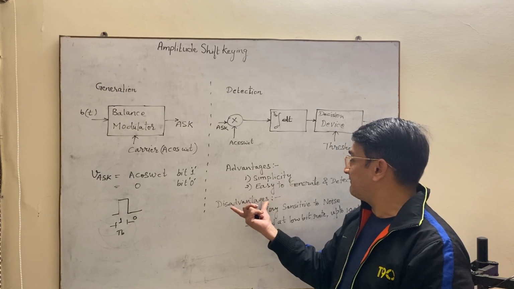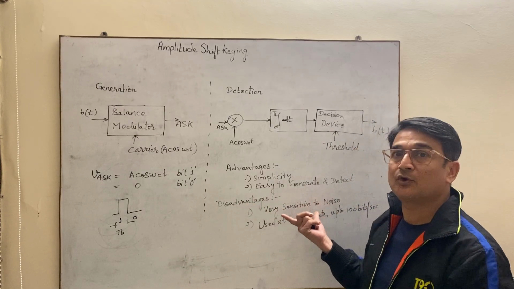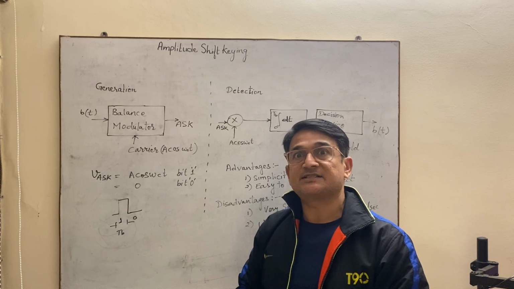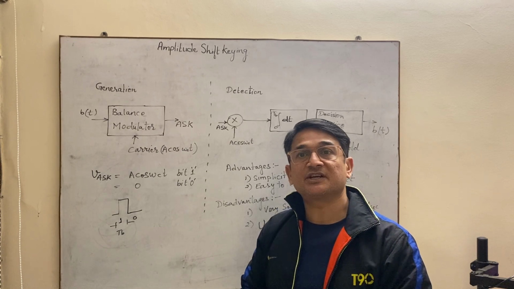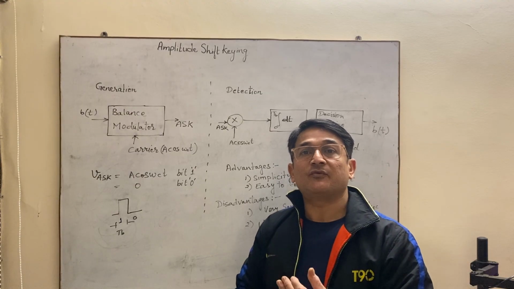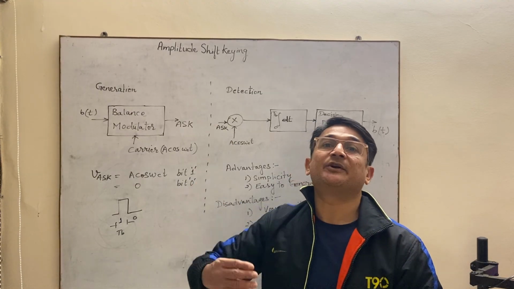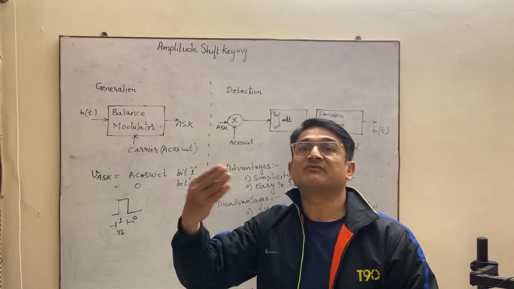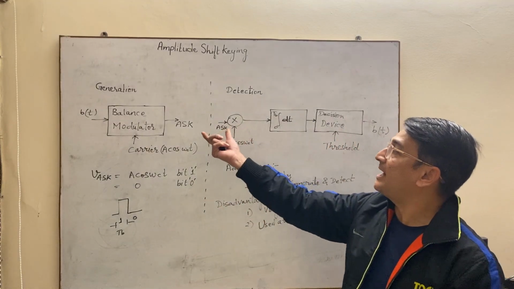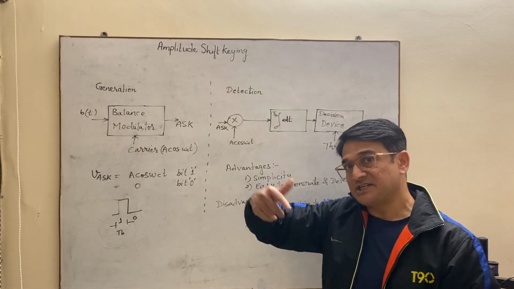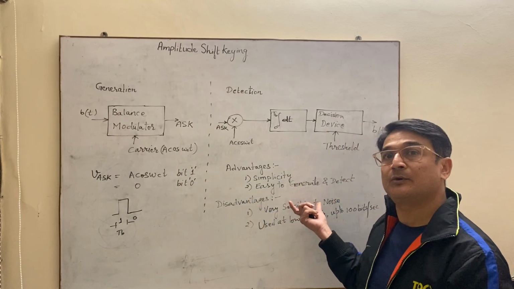Moreover, there are some disadvantages. First, it is very sensitive to noise. As you know, amplitude modulation is also sensitive to noise. Pulse amplitude modulation is very sensitive to noise. Why? Because in both cases, what we are doing is changing the amplitude of the carrier. Whenever there is a change in the amplitude, noise will affect more. So amplitude shift keying is also in the same line, that is, you are changing the amplitude, so it is susceptible to noise.